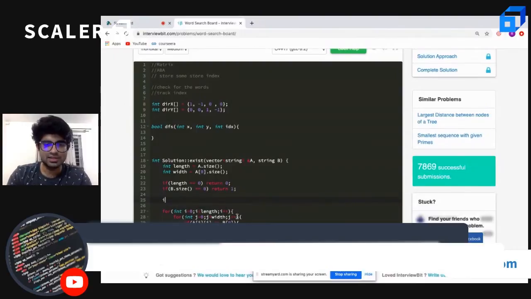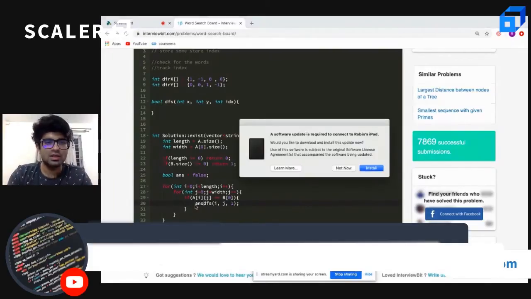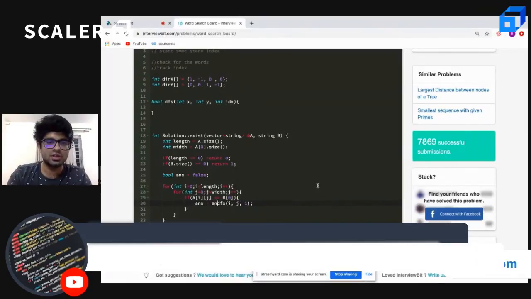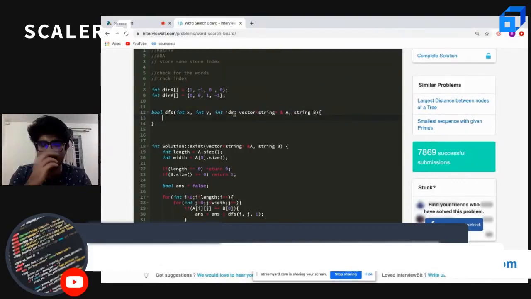My answer, let's say I keep it as bool as well, and I just initialize it with false. If I just find the answer here, I can just do answer equal to answer or DFS, and in the end I can return answer. Fine, sounds good to me. Okay, so what should I do now? I need to pass my string as well as that particular vector, because I need that information for sure. A as well as my string B. These are the things that I need to pass.